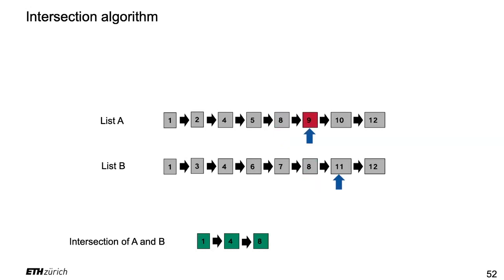Is 9 equal to 11? No, so I move the pointer to the lower number by 1. That would be 9. Is 10 equal to 11? No, so I move the pointer with the lower number, that would be 10, by 1. Is 11 equal to 12? No, so I move the pointer to a lower number, that would be 11, by 1. Is 12 equal to 12? Yes, and I'm done. Who understood?